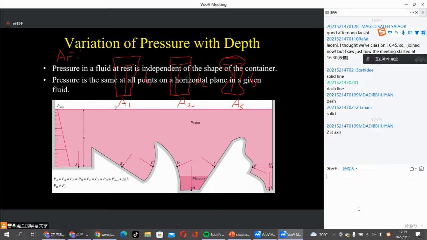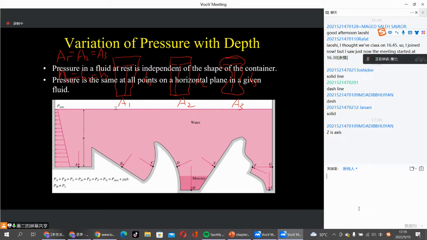We have A1 equal to A2 equal to A3. That means the bottom surface, the bottom area, they are equal to each other. And also we have the same height of water, H1 equal to H2 equal to H3. I think some of you may already figure out this.